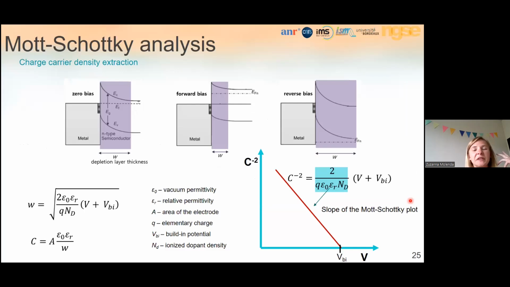And Mott-Schottky is based on the fact that on the semiconductor-metal junction, we create a depletion layer. And now this depletion layer will change its thickness depending on the bias that we apply. And we can consider this depletion layer between metal and semiconductor a capacitor. So this depletion layer thickness will depend, of course, on the bias, but also on the ionized dopant density. And therefore, by plotting the inverted C-square against the voltage, from the slope of this plot, we can calculate the ionized dopant density.